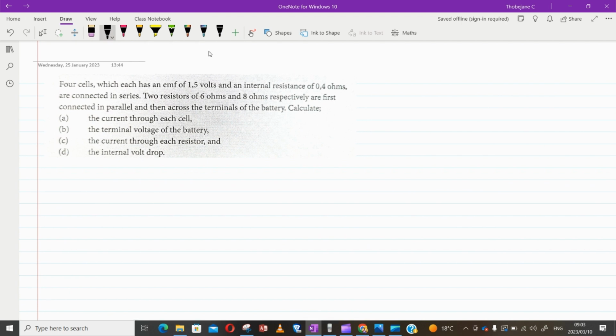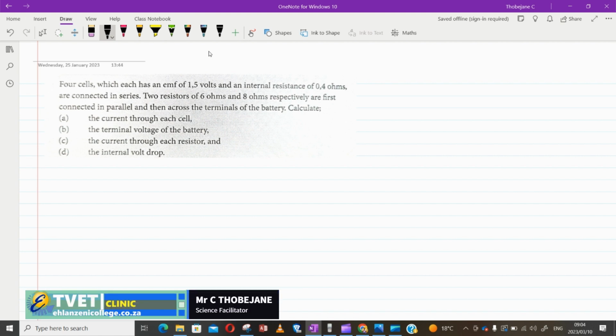Example 1 reads as follows. 4 cells, which each has an EMF of 1.5 volts and an internal resistance of 0.4 ohms, are connected in series. Two resistors of 6 ohms and 8 ohms respectively are first connected in parallel, then connected across the terminals of the battery.